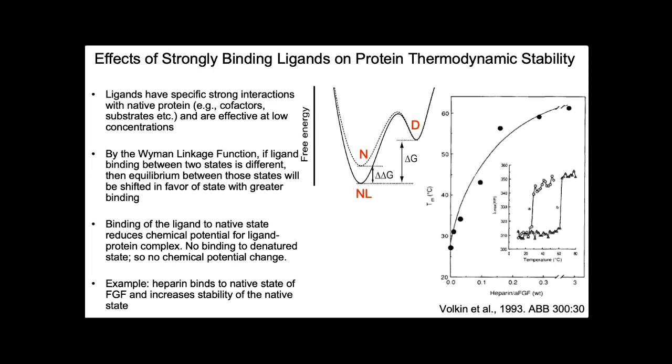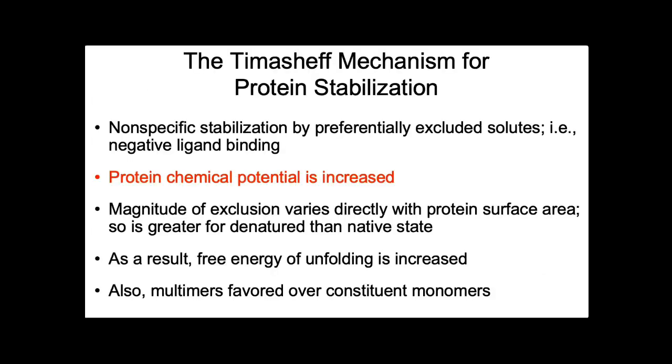In terms of practical use of this mechanism, here's an example with heparin, stabilizing fibroblast growth factor. Heparin binds very strongly to the native state, but not to the denatured state. And depending on the weight ratio, you can see a large increase in the apparent melting temperature for this protein. But there are many stabilizers that are not acting by binding strongly as ligands to the native state. These are what we think of as non-specific stabilizers like sucrose. These compounds essentially stabilize all proteins.